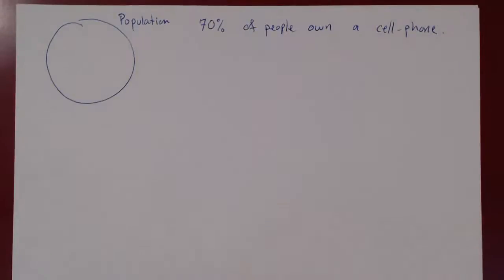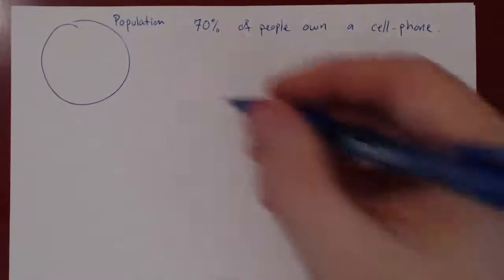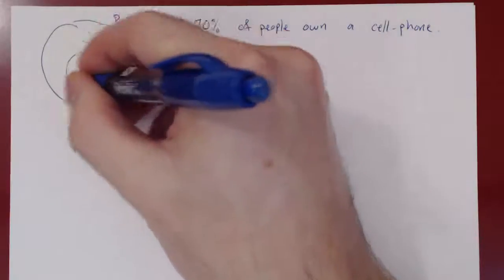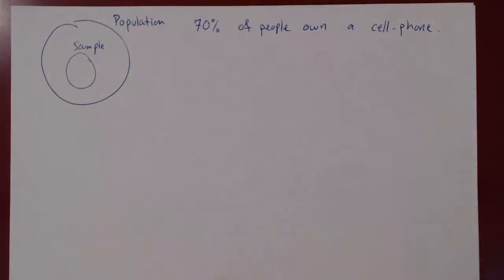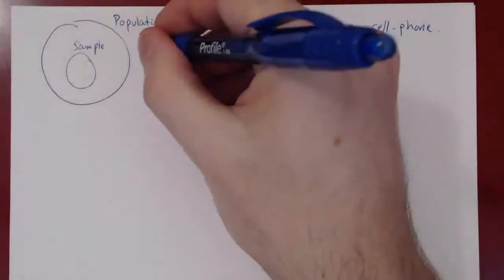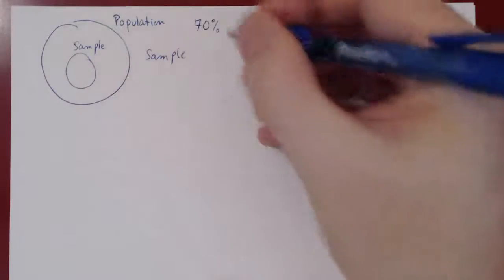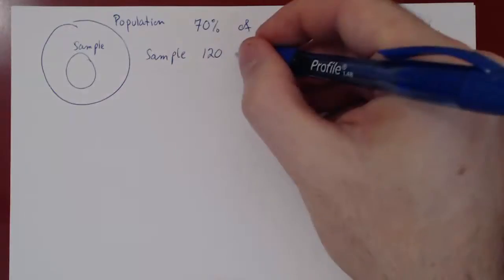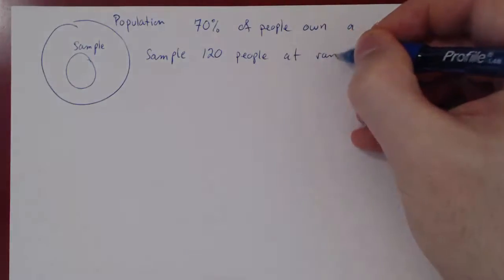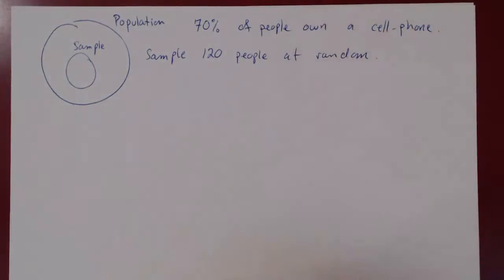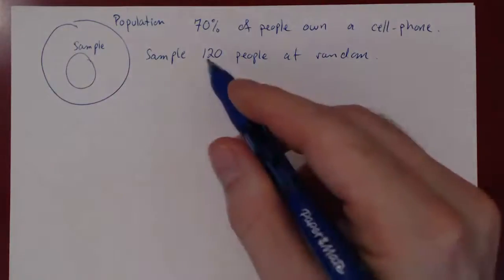Okay? So suppose we have this population, and we know that roughly 70% of people from this population own a cell phone. And here's the question: what if we sample 120 people? So from our population, we take a subset of our population, so we sample at random 120 people. So from our population, we take a random sample of 120 people.